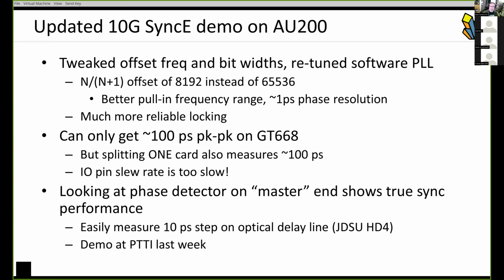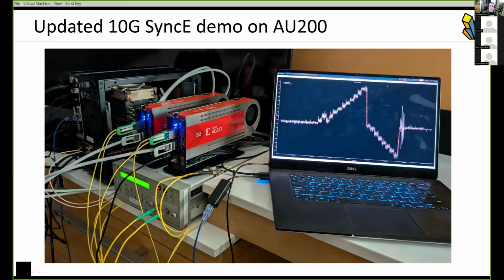So I put this together. I got my hands on an optical delay line, a JDSU HD4, which I think has 370 picoseconds delay range, something like that. It's not huge, a couple inches, I think, of travel internally, but it's scriptable, and it definitely seems to get the job done. And I put together a little demo for PTTI, and we can easily discern 10 picosecond steps and probably even significantly narrower than that.